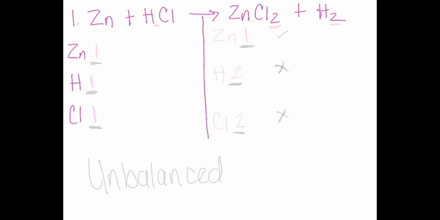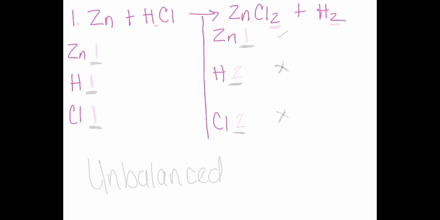However I set up my list on my left side, I like to set it up the same way on my product side, because it allows me to look from left to right to see whether I have the same amount of each element on both sides. So now that I've set up my list, I'm going to look at the subscripts of each element on both sides to count up and see if I have the same amount.